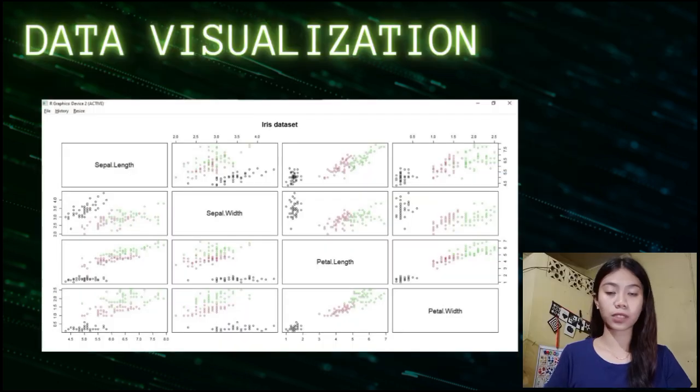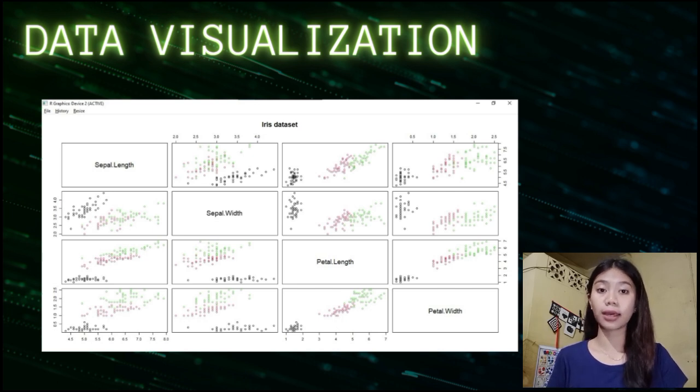This is a matrix of scatter plots showing all possible relationships between the four numeric features of the iris dataset: sepal length, sepal width, petal length, and petal width. Each small graph compares two variables at a time. Each dot's color represents a different iris species: Setosa, versicolor, and virginica. These help you visualize how each flower type differs from the others.